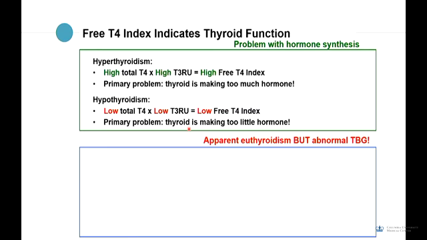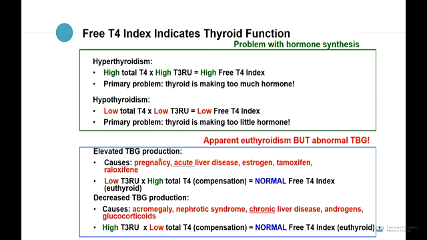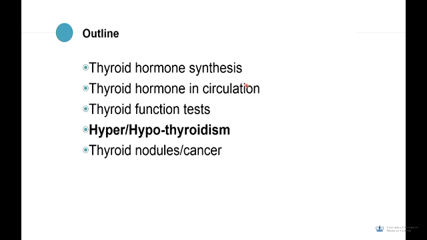When you change the amount of binding globulin, what happens is they actually move in inverse directions. So you get a low amount of T3 resin uptake and a high amount of T4 when you have elevated TBG, but you have a normal free T4 index, and that indicates that you're euthyroid. So in changes in TBG, you get a normal free T4 index, but in changes in hormone synthesis, you get high or low.